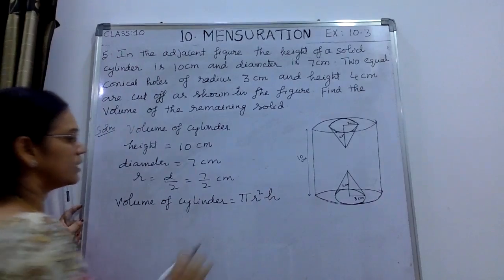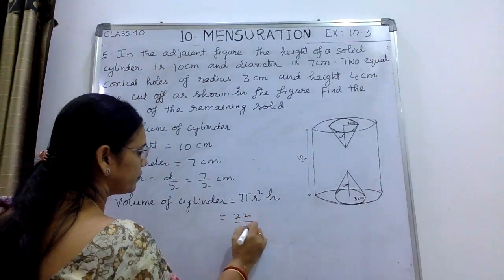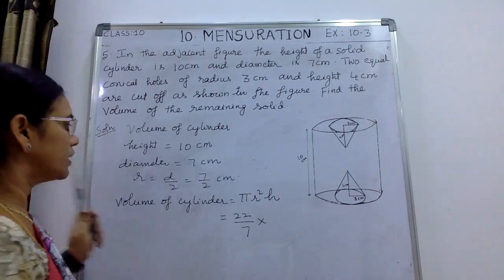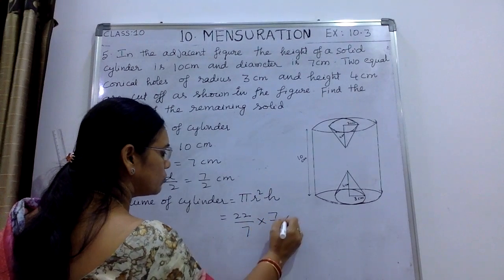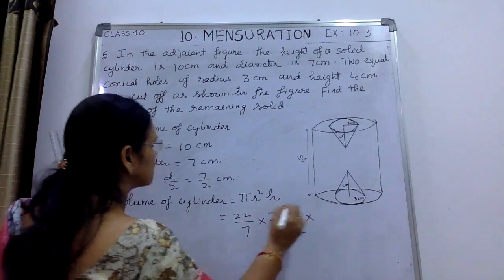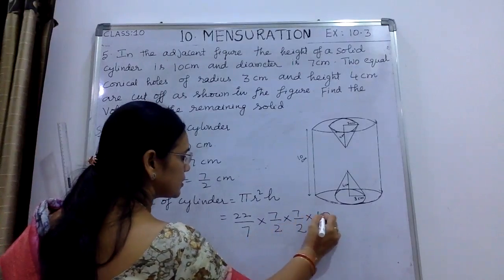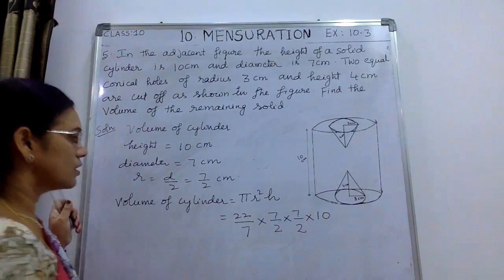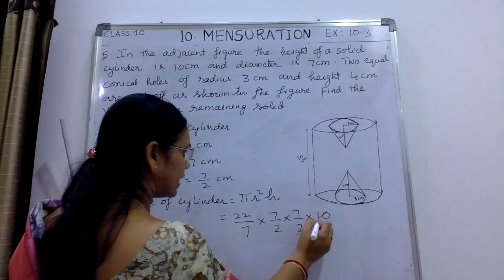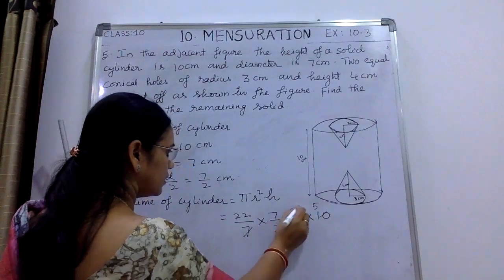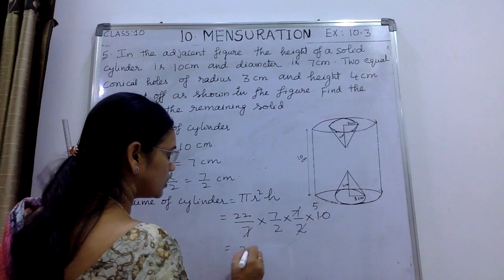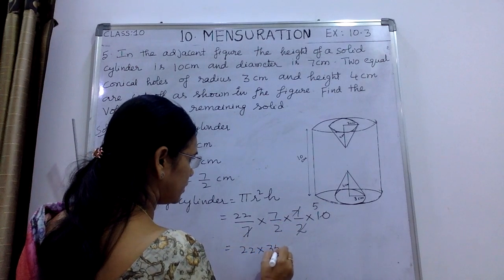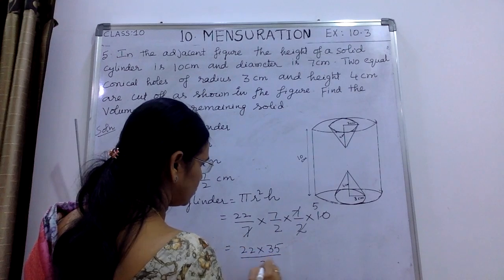So what is pi here? 22 by 7. What is r? 7 by 2 centimeters. That is 7 by 2 into 7 by 2. What is h? h is 10 centimeters. So now we need to do the calculations. 2 5s are 10. So 22 into 35 by 2.